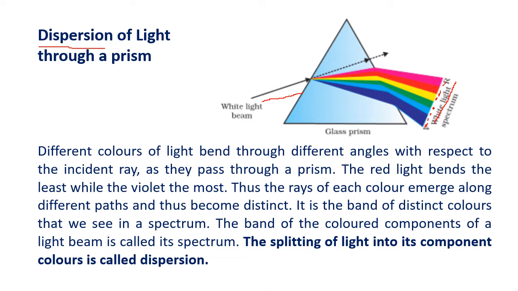Though it looks like pink, the light colors are not correct, but we have to remember the form Vibgyor. So Vibgyor is violet, indigo, blue, green, yellow, orange, red. So what is this dispersion and why does it occur in a prism?